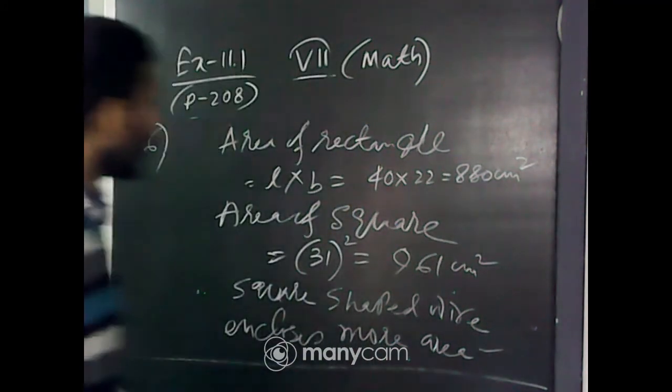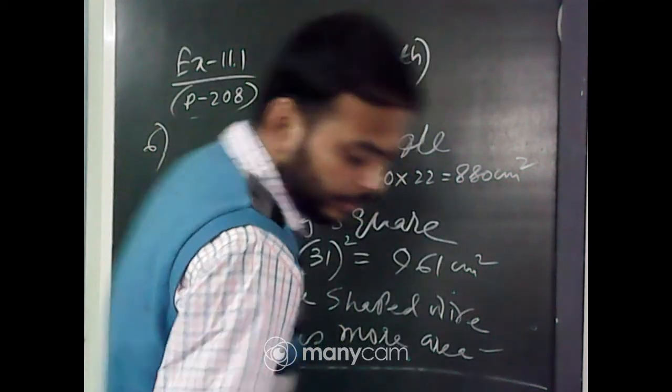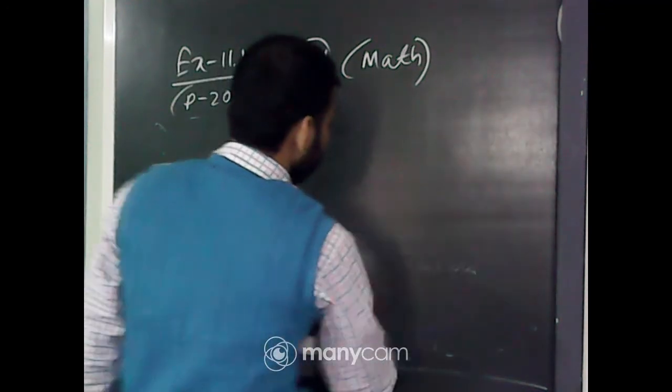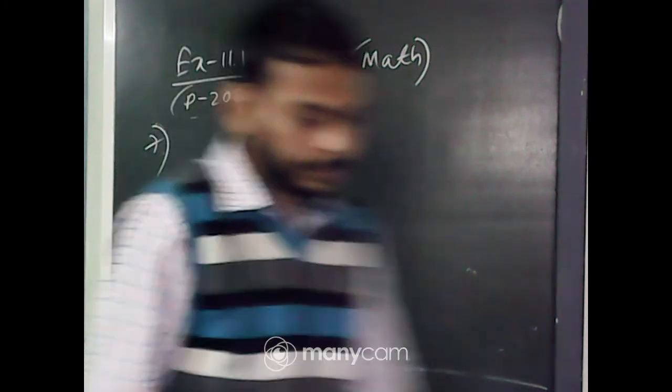Okay, so the square shaped wire encloses more area. Now moving on to question number 7.